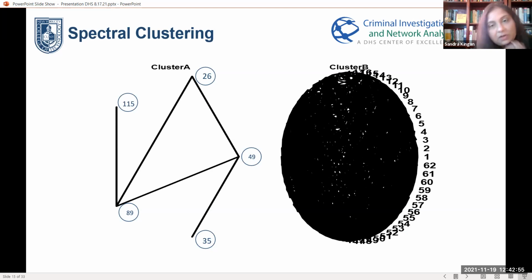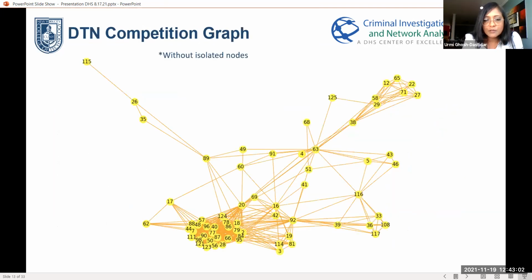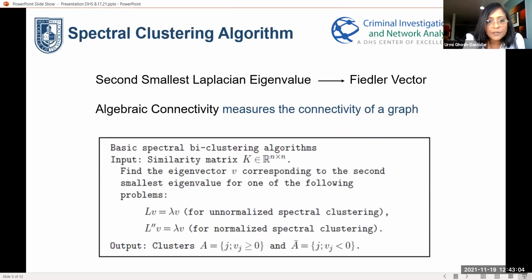So I was wondering if you could talk more about the spectral clustering methods that you used. Okay, so we actually followed this algorithm. If you look here, we built the graph from the adjacency matrix, the undirected graph, that we call the similarity matrix. Let's say, for example, that's K. And then we find the eigenvector V corresponding to the second smallest eigenvalue, which we did, right?